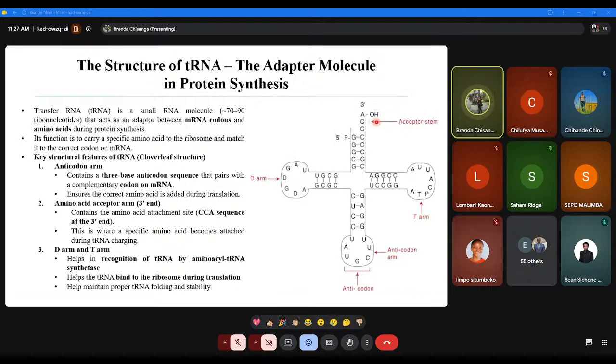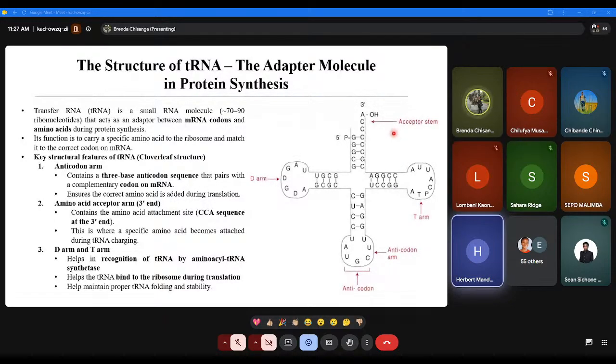The amino acid will be selected from a pool of other amino acids in the cytoplasm, and it's going to bind to one end of your tRNA. Which end is that? Is it the 3'? Is it the 5'? We are saying that this amino acid, which is selected from the pool of other amino acids, binds to the 3' end.